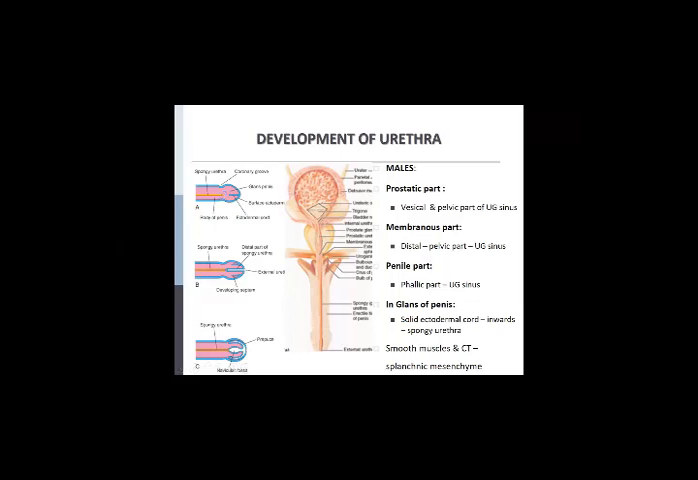ये urethra जो है, ये endoderm से develop, urogenital sinus में endoderm से develop. This part develops from the ectoderm of the surface epithelium. So the two parts of the developing urethra come in contact with each other, and finally a lumen develops in this part and in this part of the urethra, and a continuity is developed. The surrounding mesenchyme develops into the smooth muscles and connective tissue.